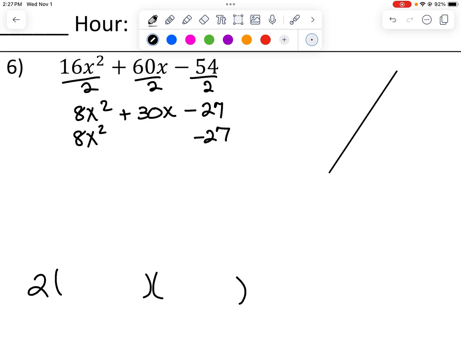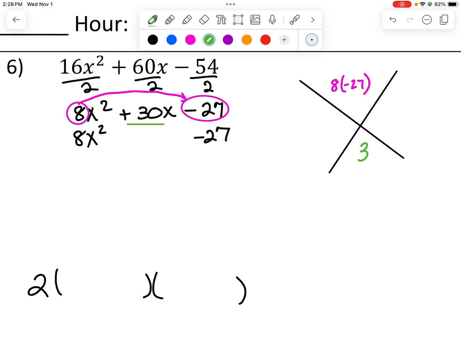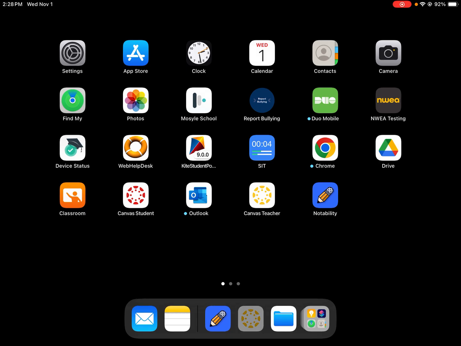I don't know what 8 times 27 is, so you know what I'm going to do? I'm going to go 8 times negative 27, the first number times the last number. I could multiply them together, but I don't want to. And then I'm looking for 30.